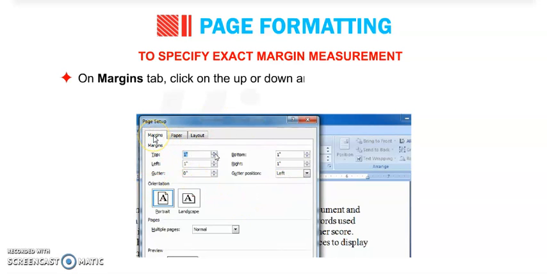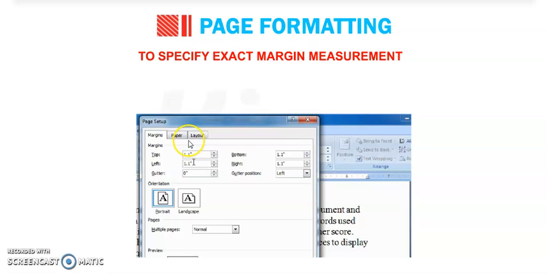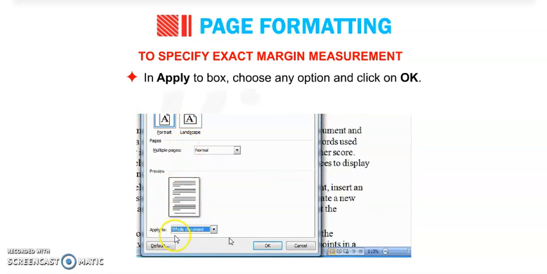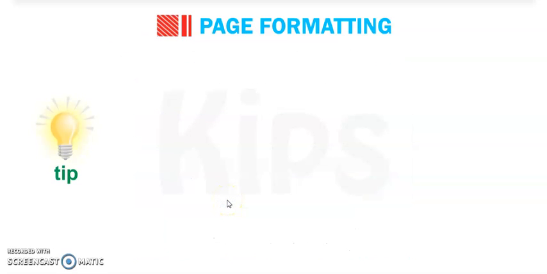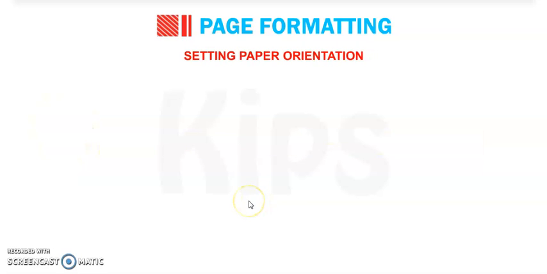On the Margins tab, click the up or down arrow next to the top, bottom, left and right margin list boxes to increase or decrease the margin settings respectively. Next, in the Apply to box, choose any option and click on OK. Now there is one tip for you. You can also change margins for the selected text in a similar manner.